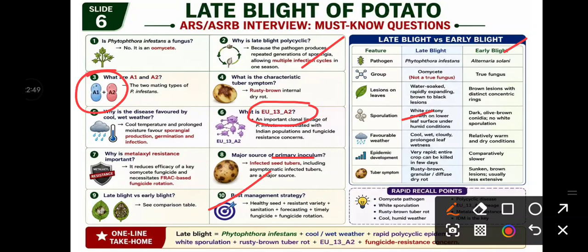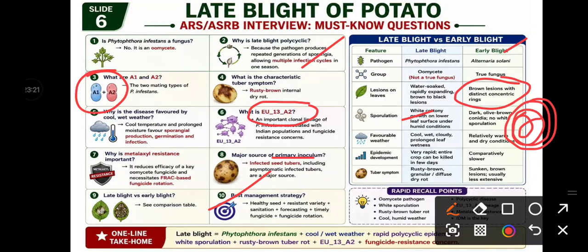But in the early blight, brown lesion with concentric rings. See, like concentric rings of lesions we will get in the early blight. This is also known as target board symptom. Okay, this is a typical symptom for Alternaria. Then favorable condition. This late blight is favored by cool and wet or cloudy weather, whereas this early blight is favored by warm and dry condition.